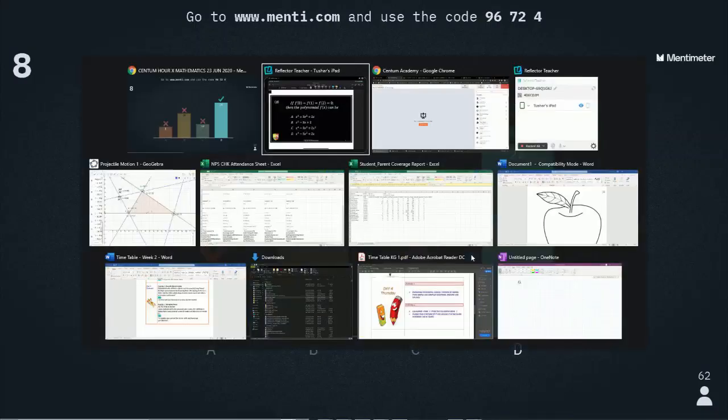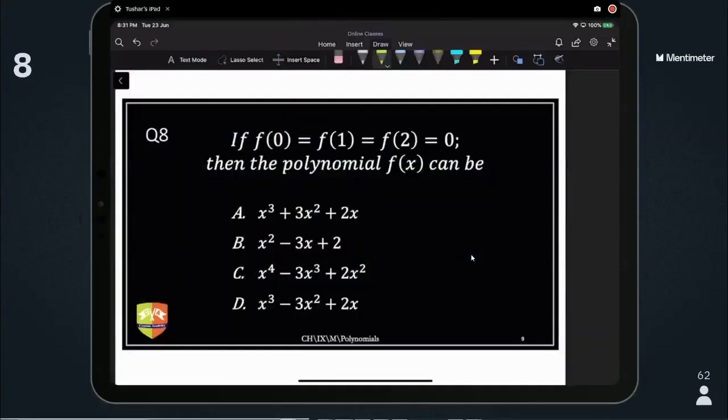So, f of 0 is 0. The moment f of 0 is 0, by factor theorem, x minus 0 will be a factor of the polynomial f(x), whatever this f(x) is. Similarly, x minus 1 will also be a factor and x minus 2 will also be a factor. Right? So hence this would be the polynomial. Isn't it? Right? So this was the answer.